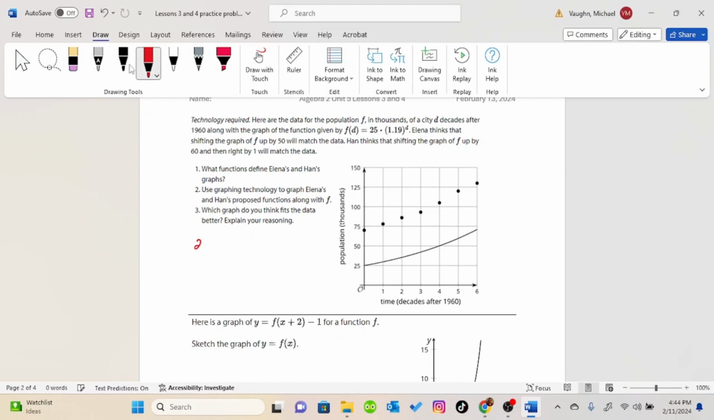Elena's would be 50 plus 25 times 1.19 to the power of d.